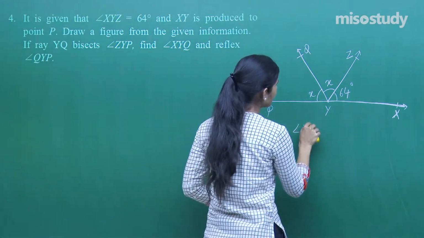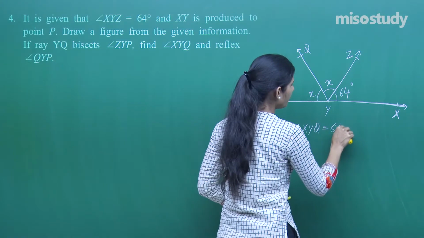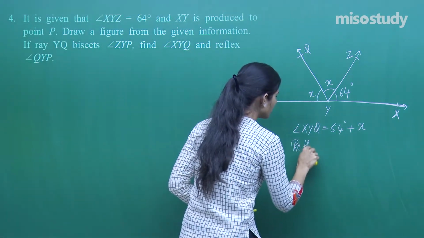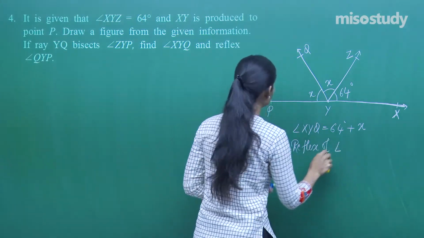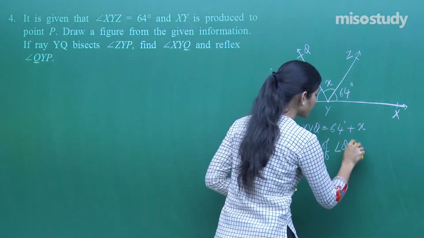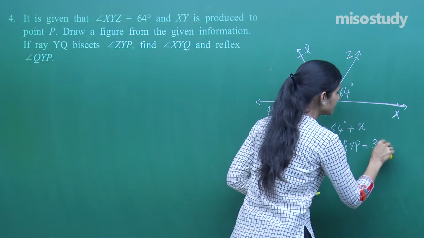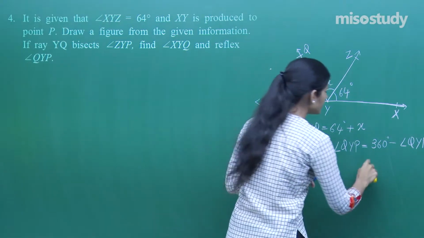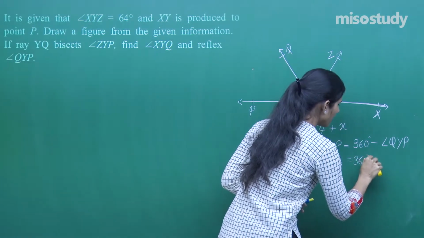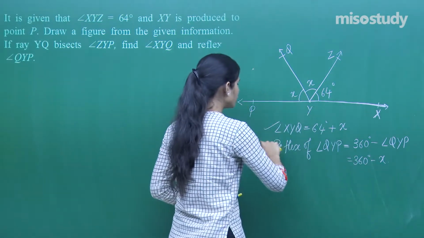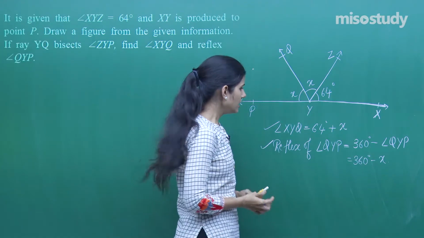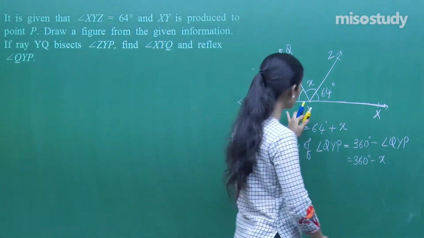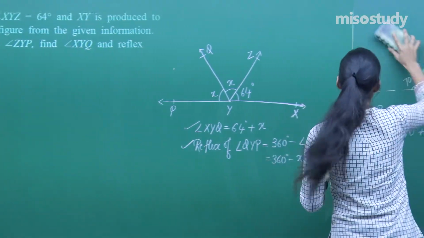Angle XYQ is 64 plus X, and reflex of angle QYP is 360 minus angle QYP, that is 360 minus X. So, these are the two things I wish to find. Both the things just require computation of X. You can clearly see from here 64 plus X will be 180.